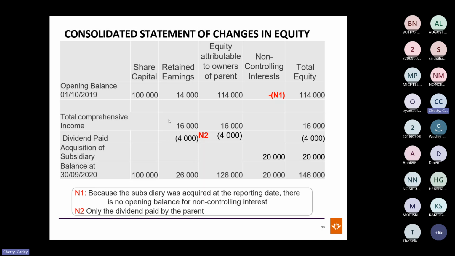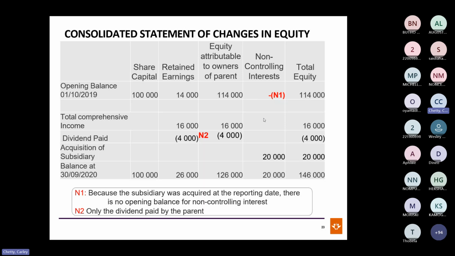Then for total comprehensive income, we'll total this, and that will give us 16,000. And then we have the dividend paid of 4,000, which we'll also show in this total column. Then we have the end of year balance. So we have share capital of 100,000 plus retained earnings of 26,000, and that will give us an amount of 126,000. So this total here, this is the total of the equity that is attributable to owners of the parent.